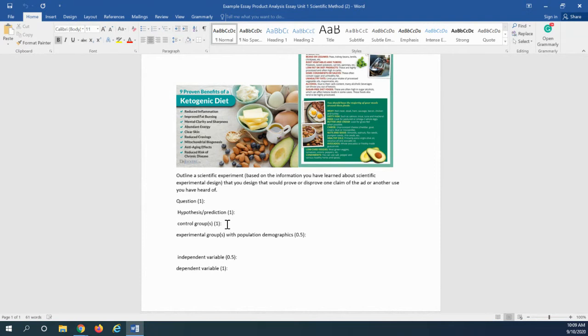So if we just tested the impact of the ketogenic diet on one person or even two people, that's not going to be enough. And then identifying what your independent variables are, and that's going to be based on your groups that you choose. And then the dependent variable is going to be the data that you collect. So if we're looking for evidence that the ketogenic diet increases your energy, maybe you give people a Likert scale of 1 to 10 and you're tracking their energy levels.